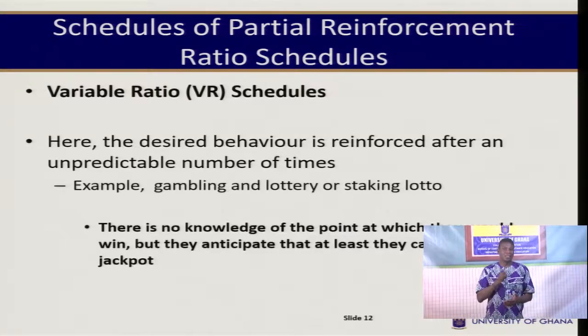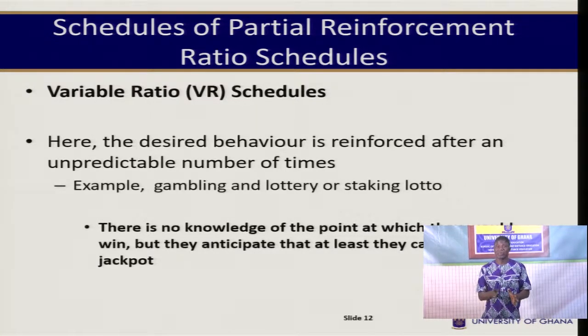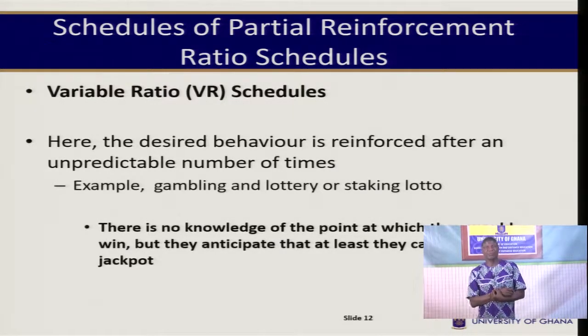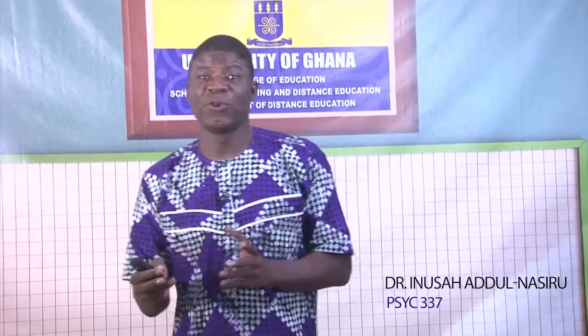With the variable, as the name implies, the desired behavior is reinforced after an unpredictable number of times. So you don't know the number of times that you engage in this behavior for you to be reinforced. An example is when someone engages in gambling or staking lottery. The person doesn't know the number of times the person should stake for the person to win. He only does so with the knowledge that at one point in time he's going to win.